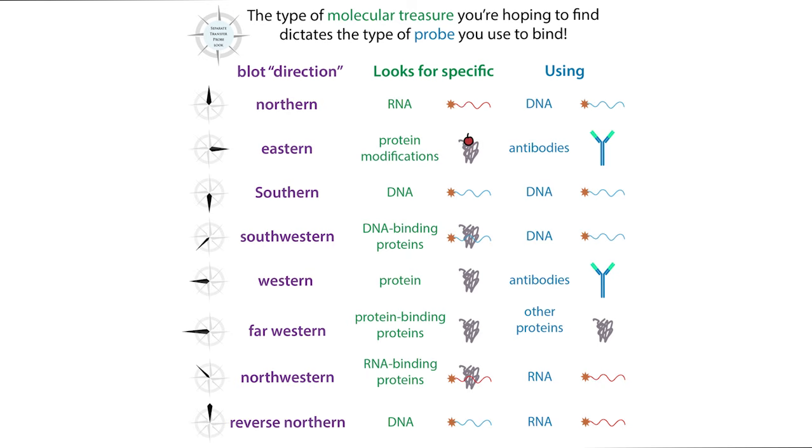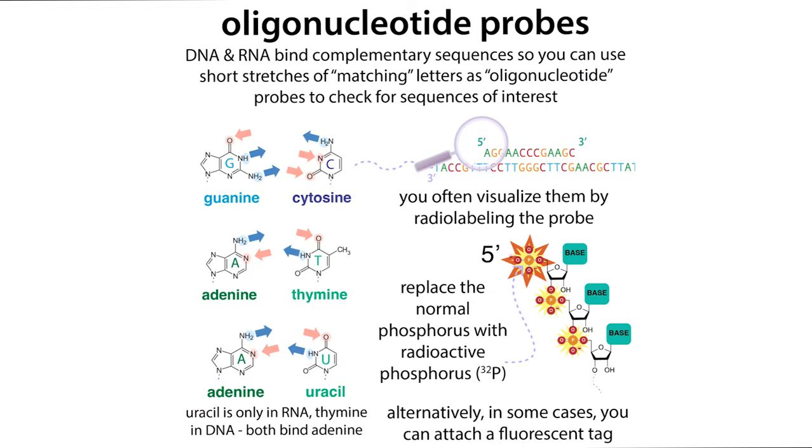Some of these are going to use antibodies. Antibodies are really great for recognizing proteins, but we also often use, taking advantage of the base complementarity between DNA bases and RNA bases, radio-labeled probes that will then go and bind to something. We can use radioactive phosphorus to replace the normal phosphate with a radioactive version, and that'll allow us to track it.